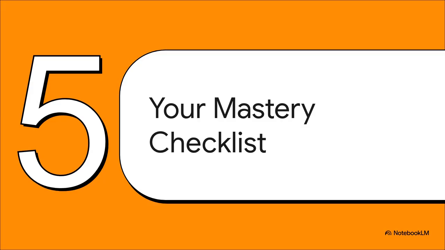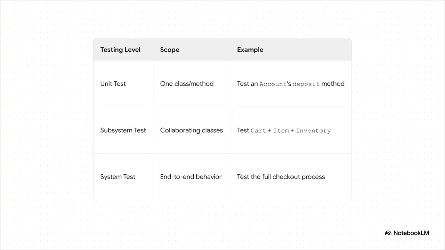We have covered a ton of ground. So this last section is all about pulling it together with a simple checklist you can use to really make sure you've locked in these concepts. And remember, writing the code is just the start. You have to test it. In OOP, we do this at different levels.